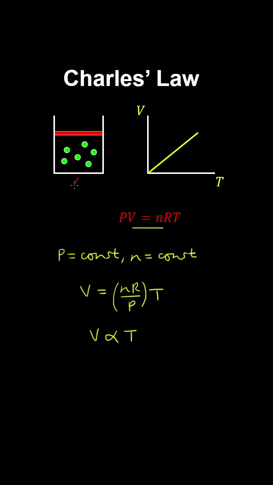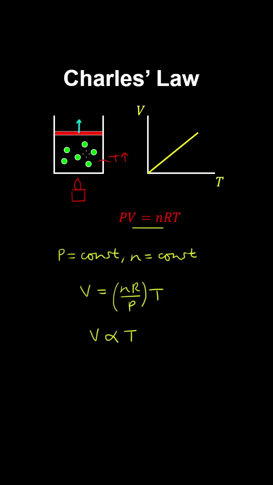So for example, if we apply a heat source to increase the temperature of the gas, so the particles bump into each other in a container more often, and if we leave this piston free to move up and down, then the gas effectively expands and the volume increases. So therefore the pressure can remain constant in this case.